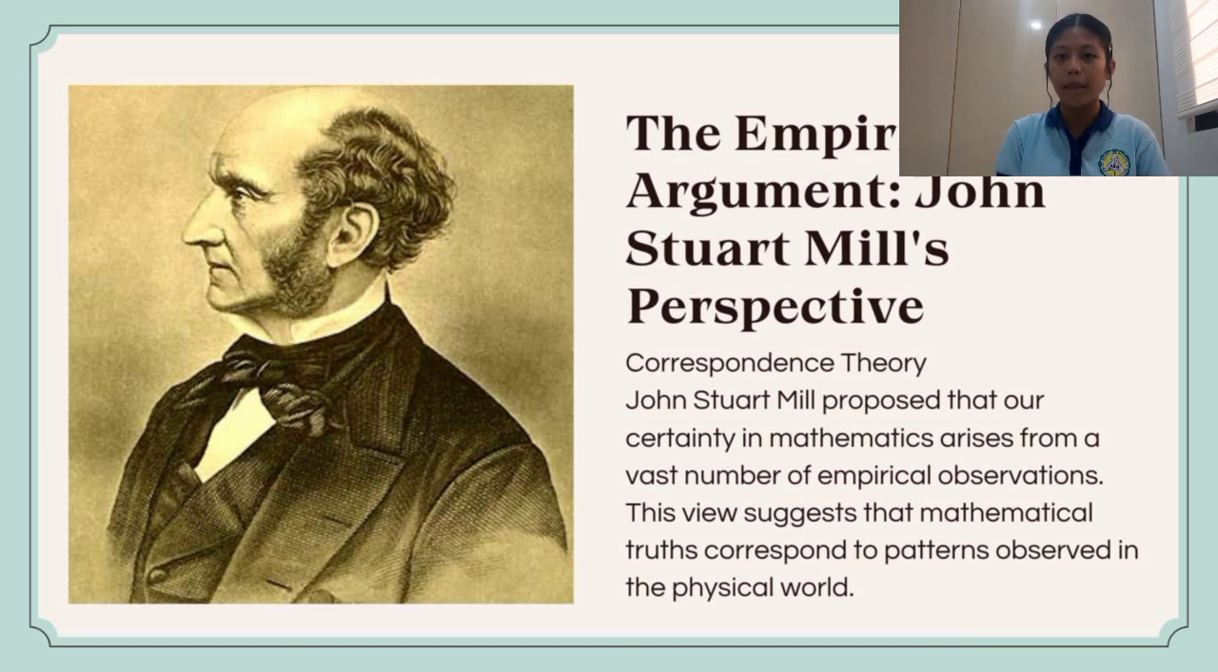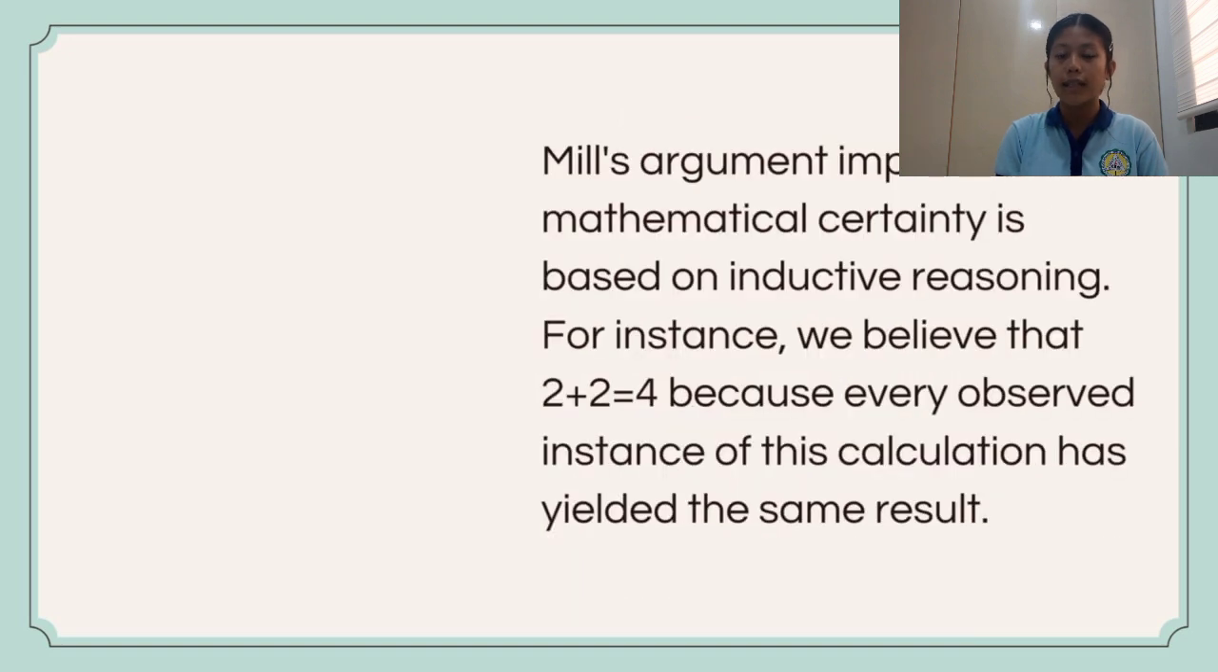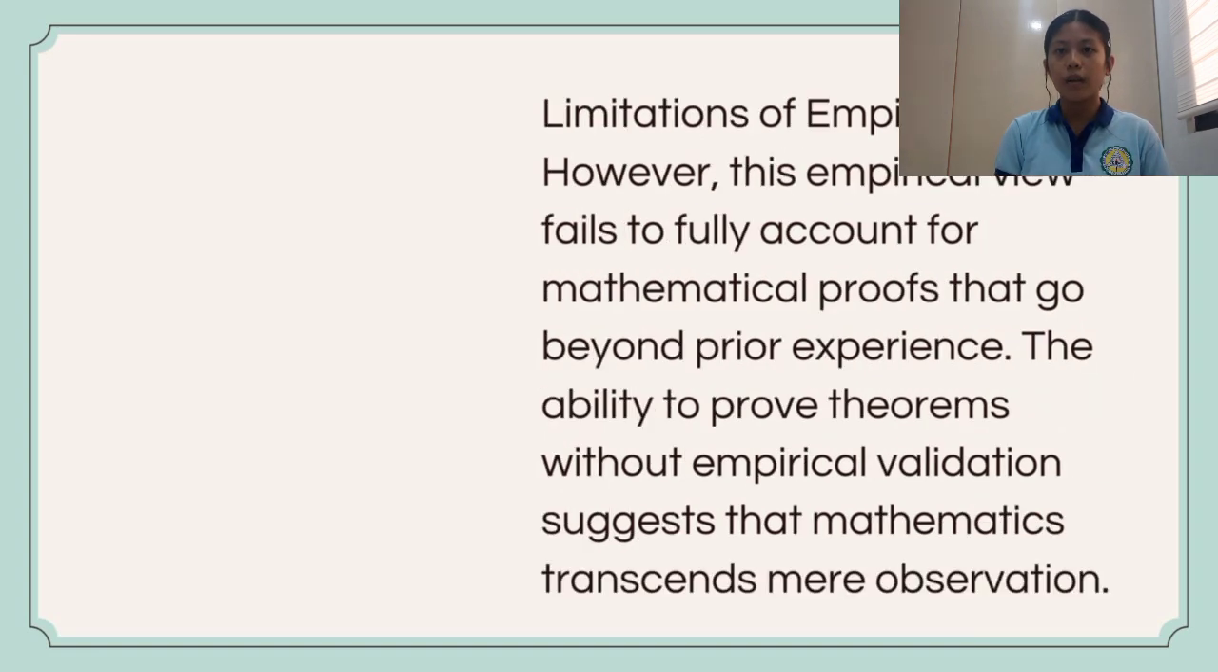He claimed that our certainty in mathematics arises from a vast number of empirical observations, the correspondence theory. The correspondence theory in its simplest form says that truth is a connection to reality. In other words, we can feel certain that 2 plus 2 equals 4 because every other time a human has carried out this calculation, it appears to be true, although math itself is deductive in nature. Notice that this is an inductive conclusion. Limitation of empiricism: however, this empirical view fails to fully account for mathematical proofs that go beyond prior experience. The ability to prove theorems without empirical validation suggests that mathematics transcends mere observation.